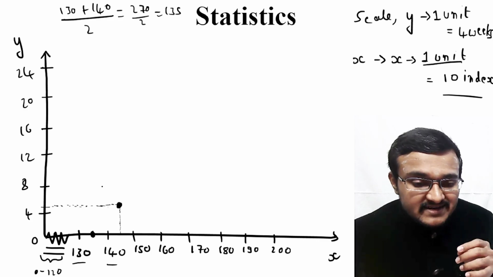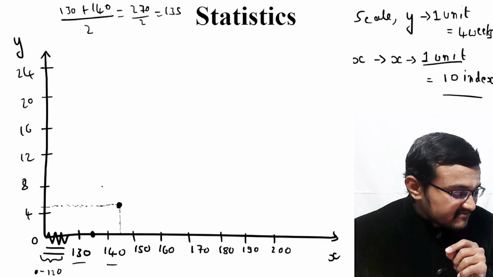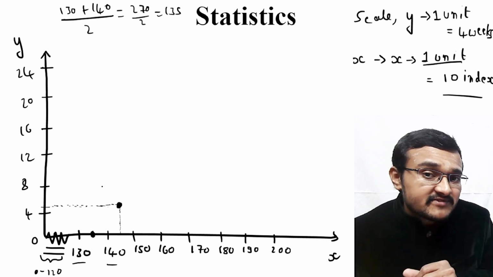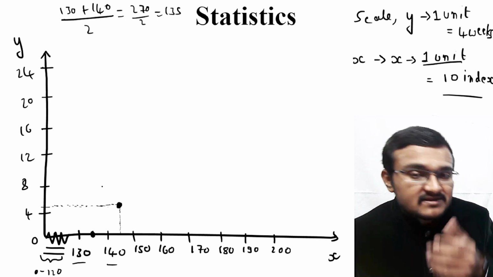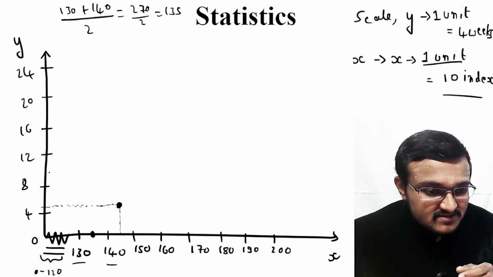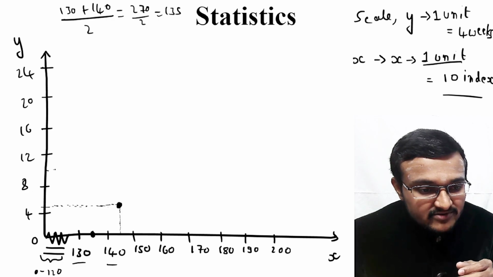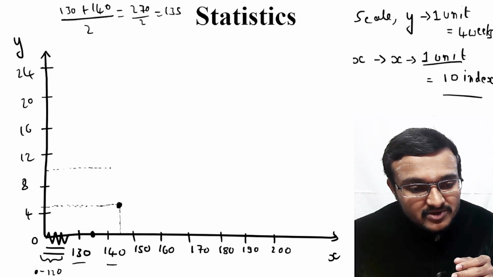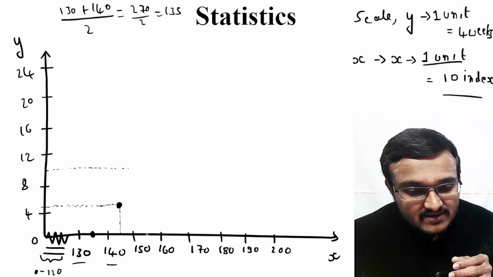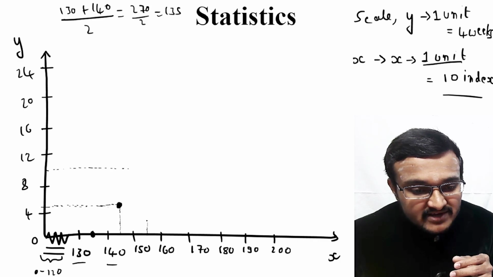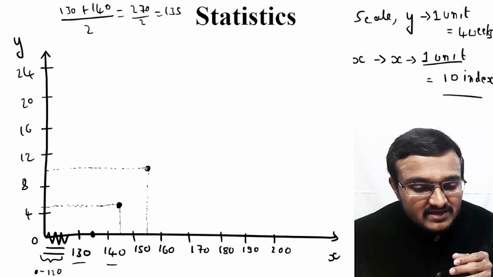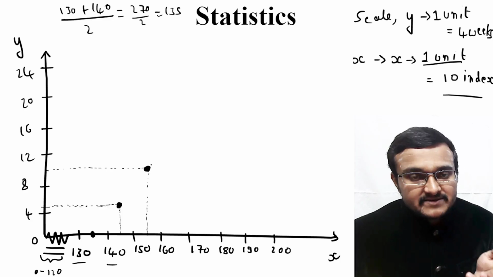So 155 is the x-axis value. What is the frequency for 150 to 160? Frequency is 10. So that means 10 will be in between 8 and 12. So you can draw a perpendicular line from 10, and from 155 you can draw a perpendicular line like this. So wherever these two lines meet, that will be the third point.